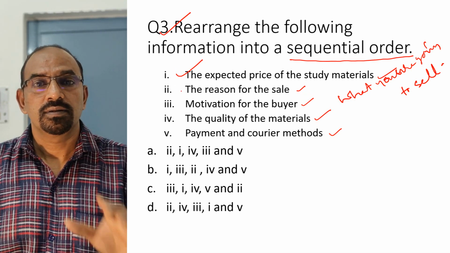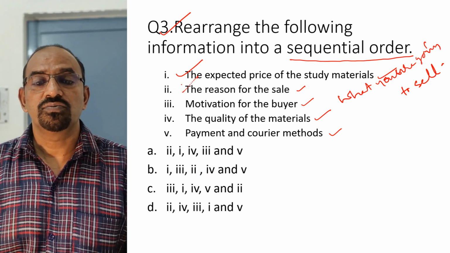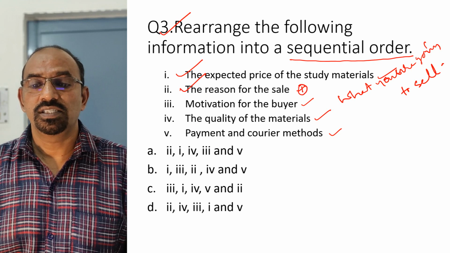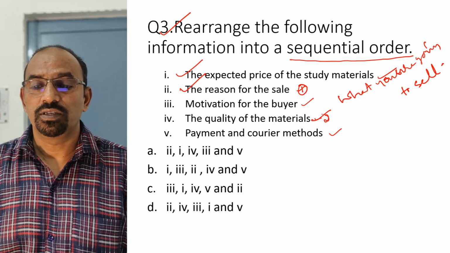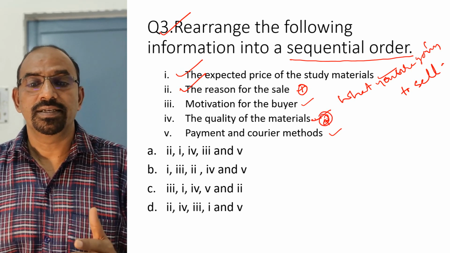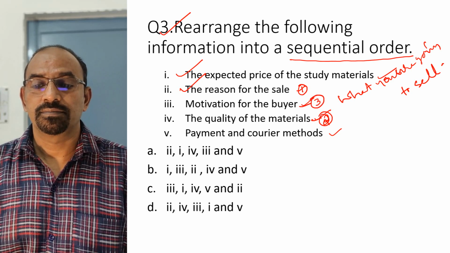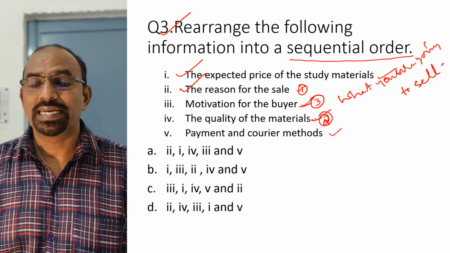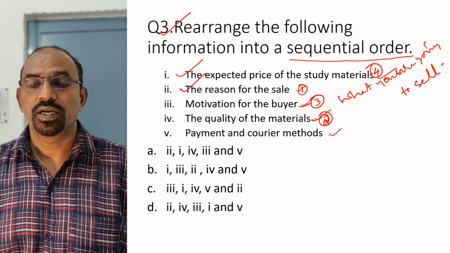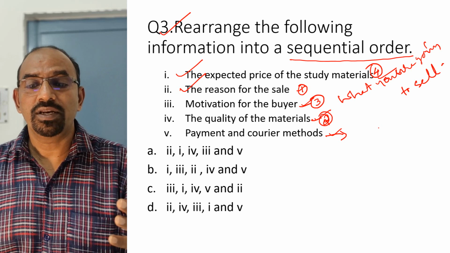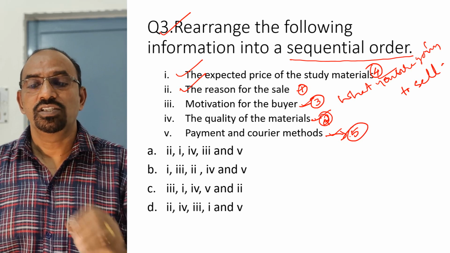So the IIT entrance exam books are for sale. Then you can write the reason for the sale. So this is the first sentence, the reason. Then you can give the quality of the books. What is the quality there? Then you can motivate the buyer. After motivating, you can tell them the money. And after that, you can give your contact or payment or courier methods. That is the last option. So this is the order.